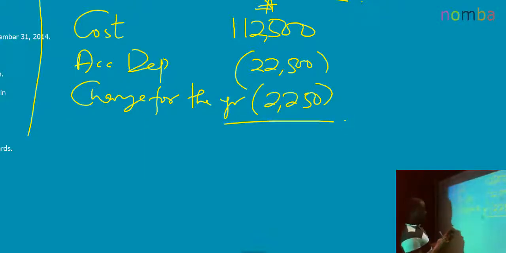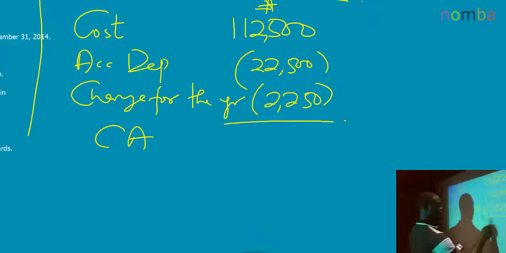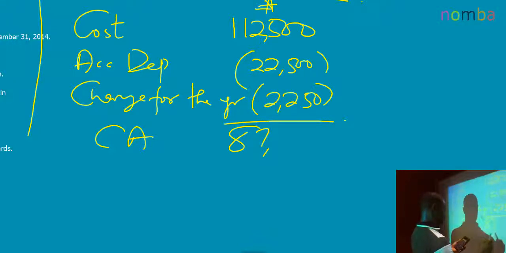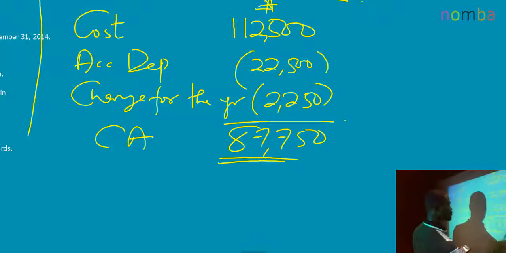So the carrying amount we're going to have for the leasehold land and building will be 112,500 minus 22,500 minus 2,250. It gives me 87,750. Okay? So let's go back.